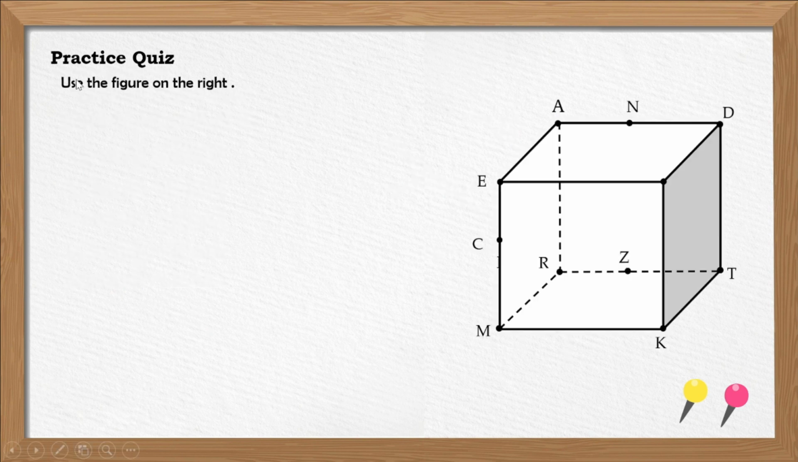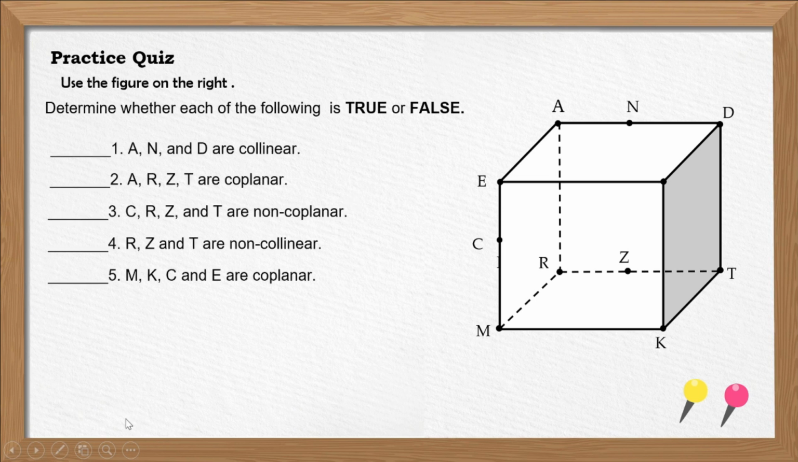Another one. Use the figure on the right. So this is the figure. Determine whether each of the following is true or false. Number 1, A, N, and D are collinear. So let us have A, N, and D. As you can see, they lie on the same line. Therefore, they are collinear. So the answer is true.